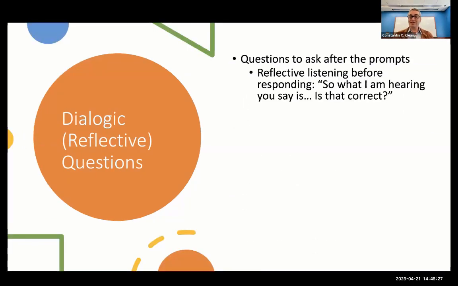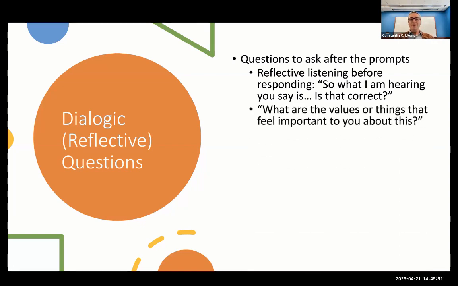You can do reflective listening before responding. So what am I hearing you say is this, right? So this is often when a student responds in a way that is possibly offending. You may want to ask for clarification, because what may seem offending is probably not. The student's probably not trying to offend anybody, hopefully. And this will get better details from them. What are the values or things that feel important to you about this, right?